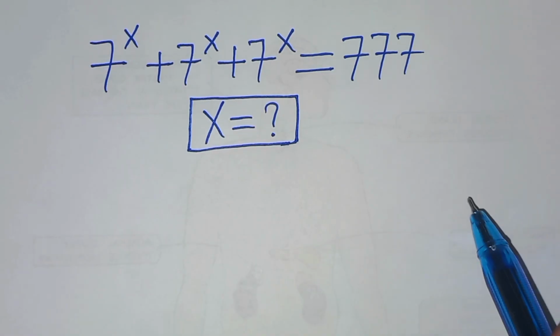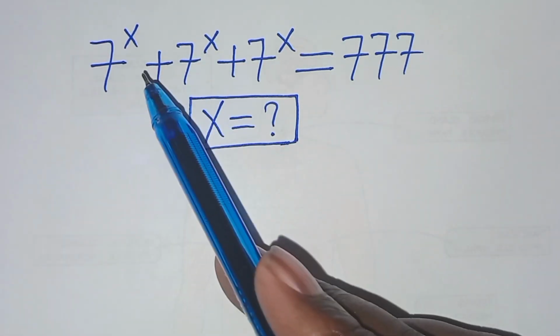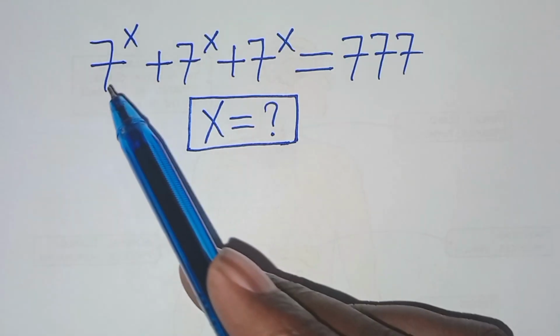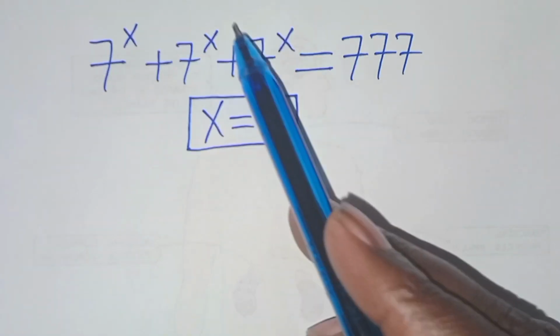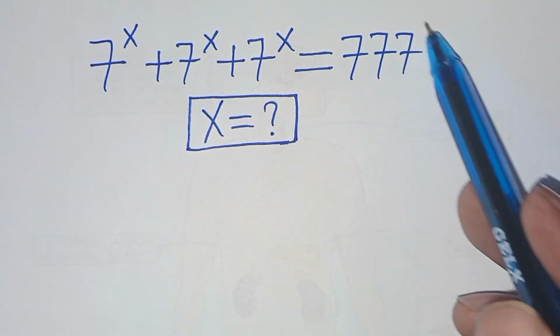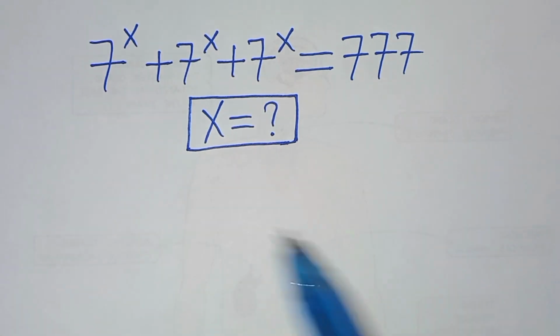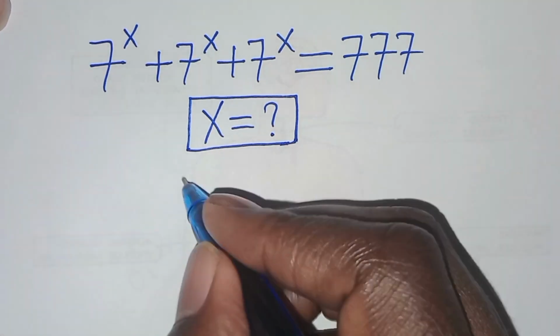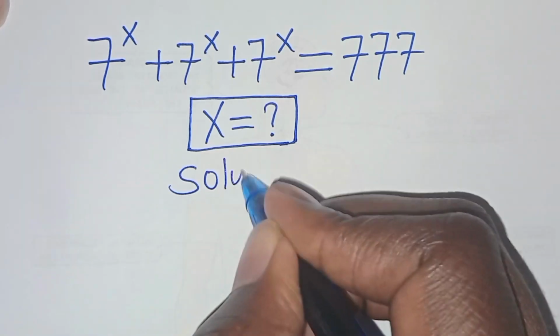Hello everyone, you're welcome to solve this nice exponential equation, which is 7 to the power x plus 7 to the power x plus 7 to the power x. This is equal to 777. What is the value of x? Now, let's present the solution here.